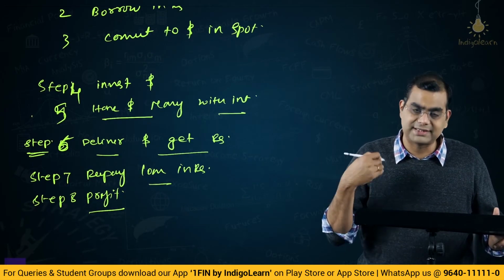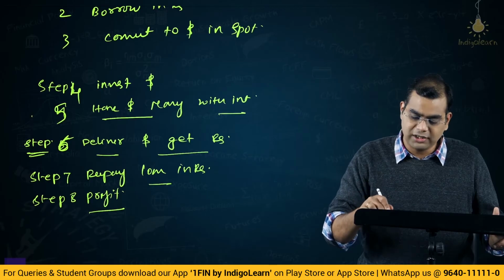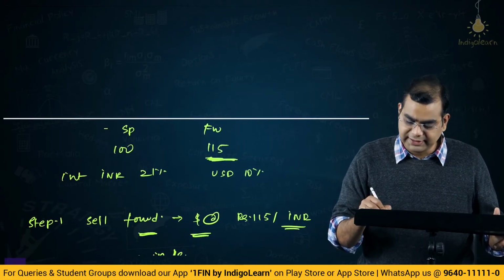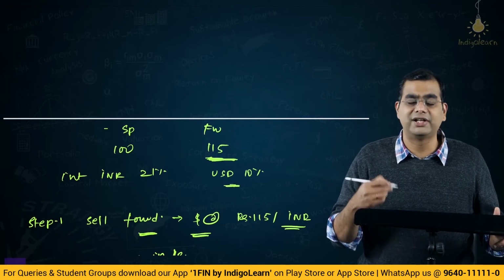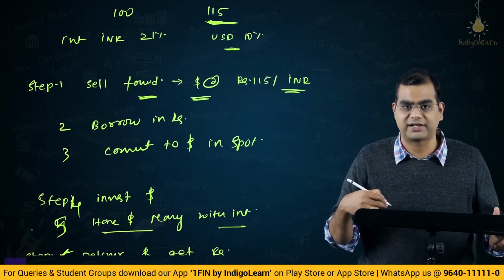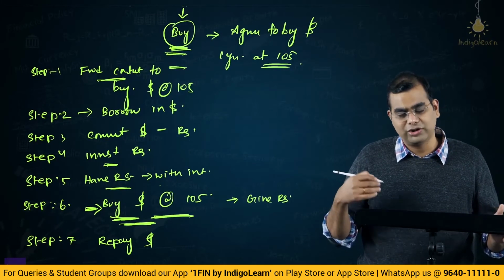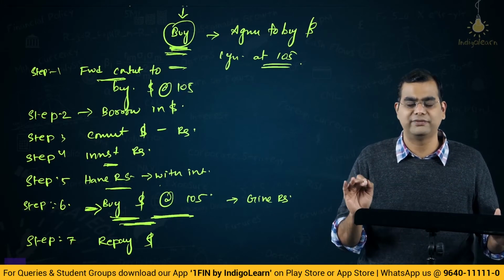You will have the exactly opposite sequence of steps depending on which way the rate is. If the forward rate is higher for USD INR and it is not matching with the exact theoretical price, then this is the set of actions you do. If it is lesser, then this is the set of actions you do. So you have to work backwards to understand. Don't get confused on this.